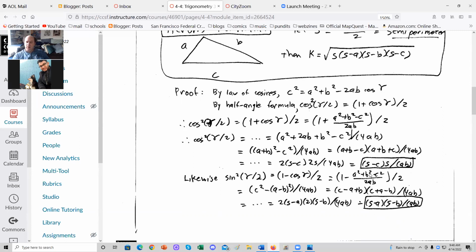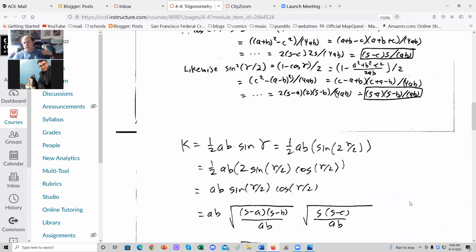Then, by a set of steps similar to what we have here, after some work, we get that this equals S minus A times S minus B over AB. Now here's the thing. K, the area of the triangle, is a half AB sine gamma. Now we can write sine gamma as twice sine gamma over 2, and then use the angle doubling formula: sine of twice gamma over 2 is twice sine gamma over 2 cos gamma over 2.